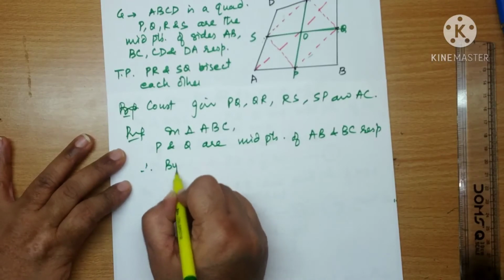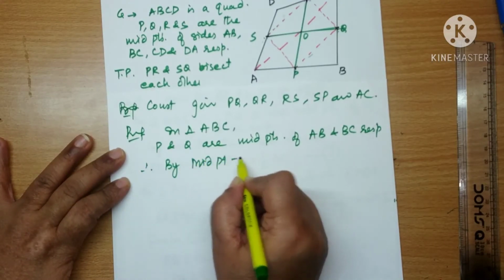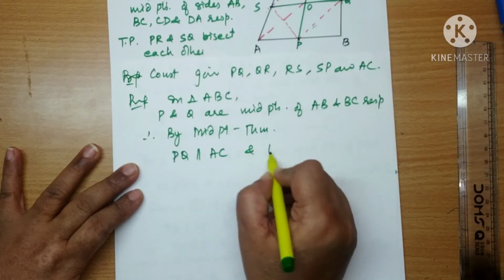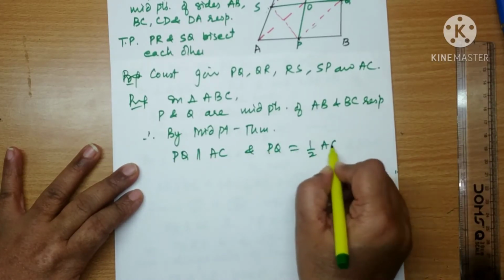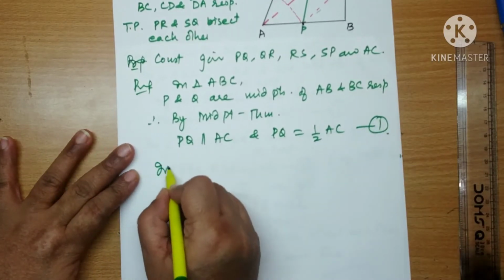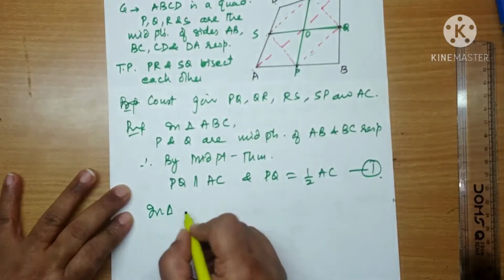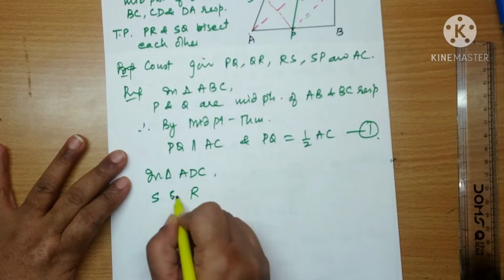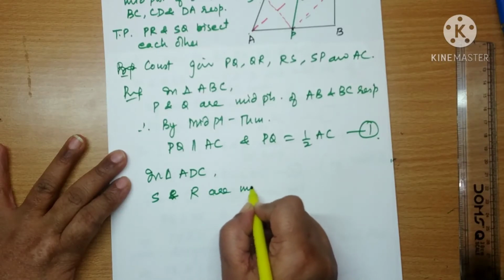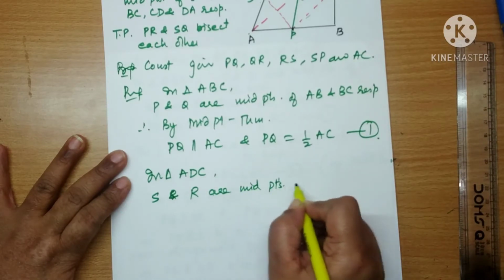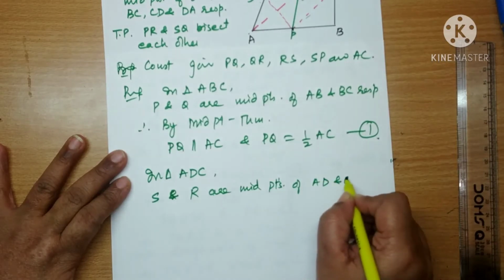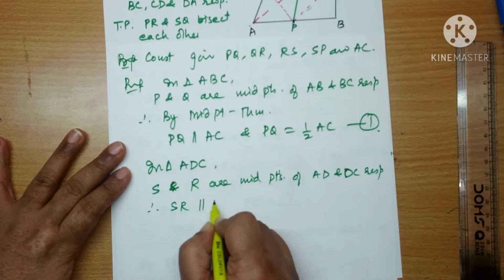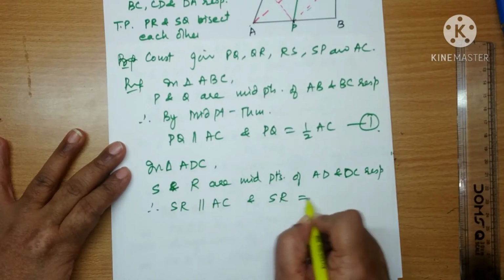Therefore, by midpoint theorem, I have PQ is parallel to AC and PQ is half of AC. This is my result 1. Now in triangle ADC, I have S and R are the midpoints of AD and DC respectively. Therefore, SR is parallel to AC and SR is half of AC.